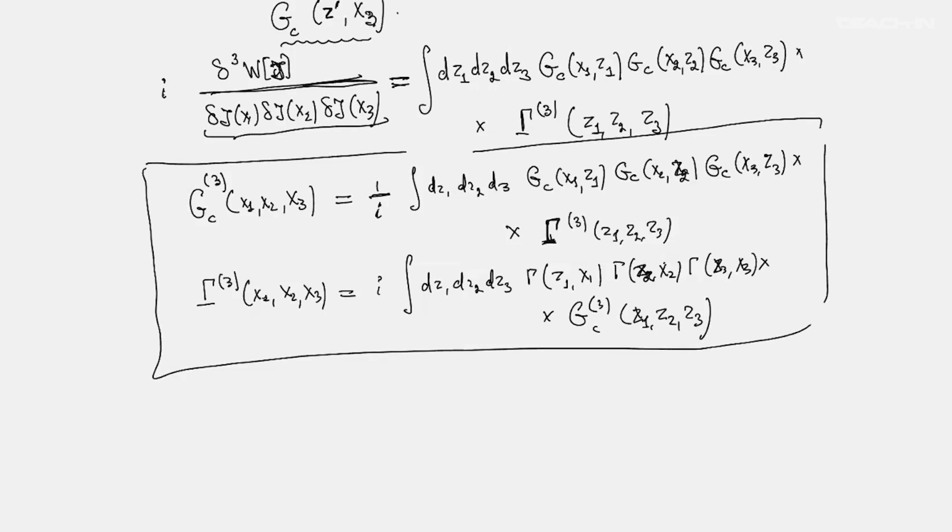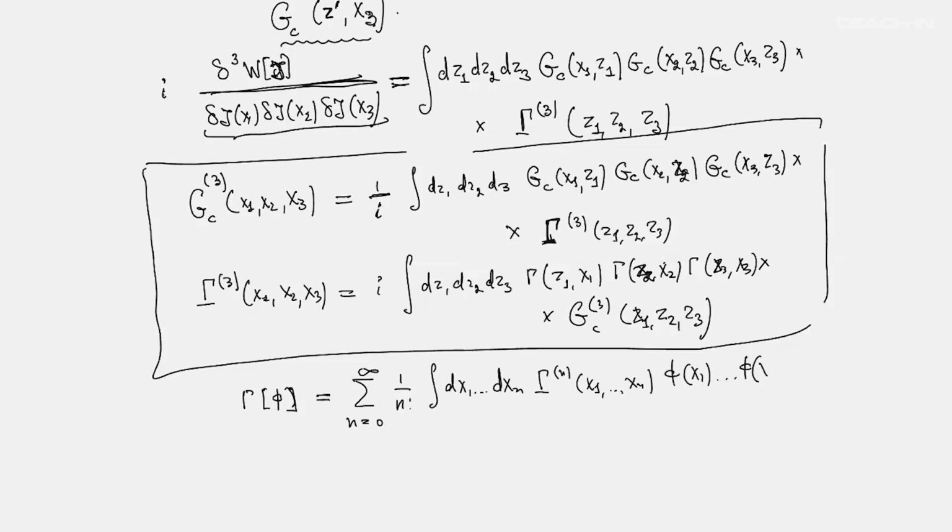So in fact, you can see also that this gamma on phi, the full generating functional for these vertex functions, is nothing else than the following sum. Sum from 0 to infinity, 1 divided by n factorial, integral dx1 and so on dxn, gamma n depending on these points x1 and so on xn, phi on x1 and so on, phi on xn. So these are the kernels we introduced before as simply the functional derivatives of gamma with respect to phis.